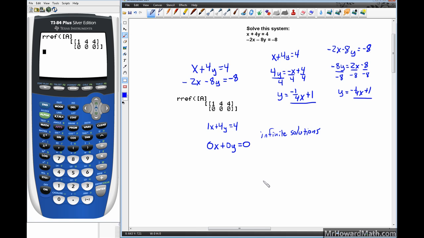Hopefully this video has helped. You just have to use matrix. Just practice with it and you'll get the steps down and you'll be extremely fast and efficient as far as what keystrokes you need to hit to get your calculator to work these out for you.